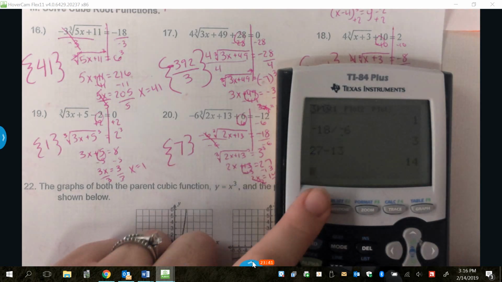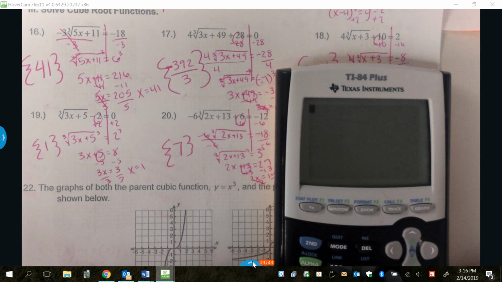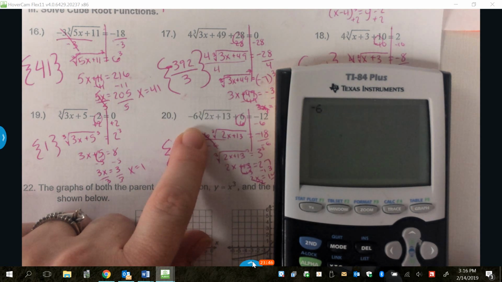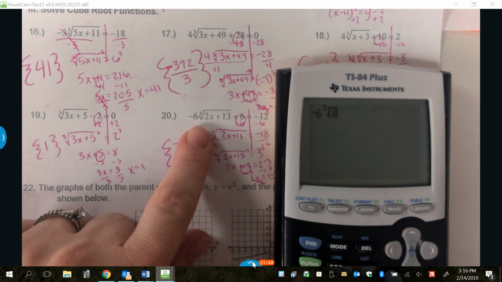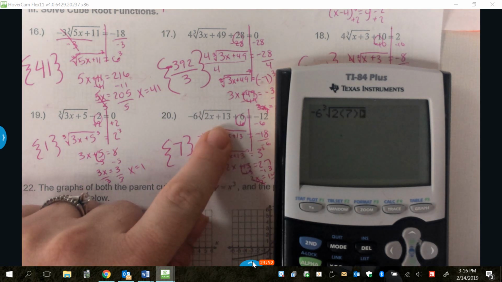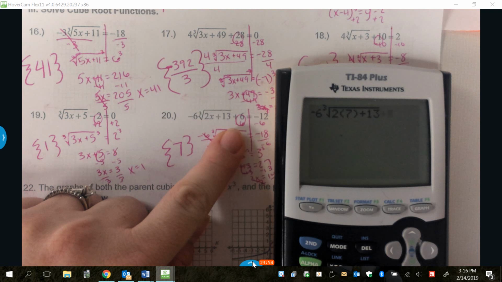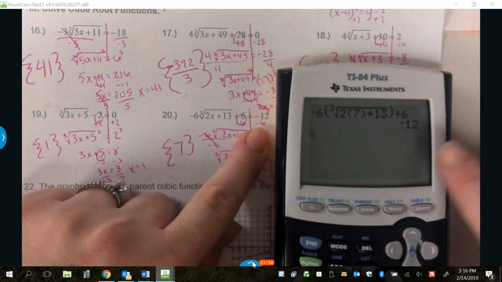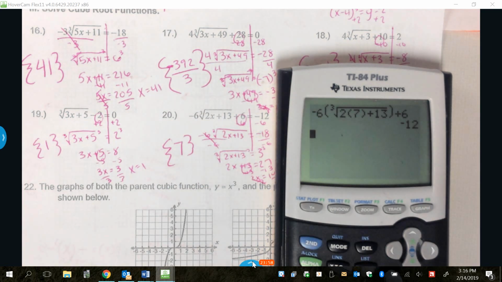Let's check number 20. Oops, sorry. Negative 6, math 4, 2, not x, because we said x is 7, plus 13, outside the parentheses, plus 6. Press enter. It should equal negative 12, and it does. Therefore, it is correct. Okay?